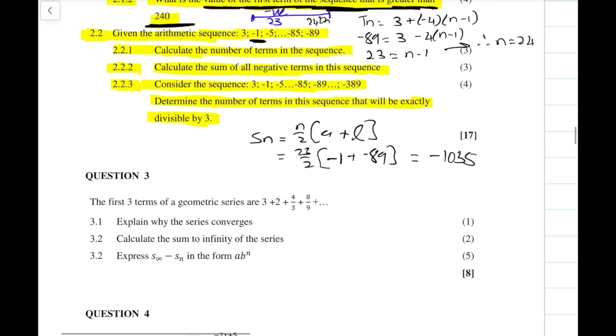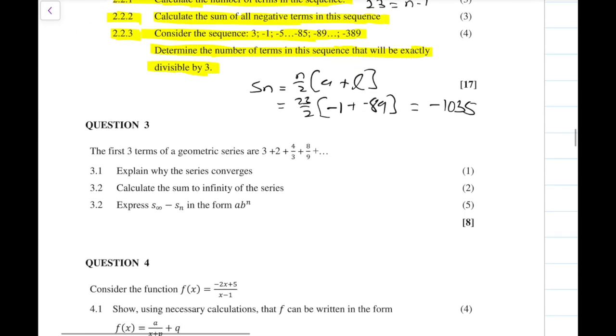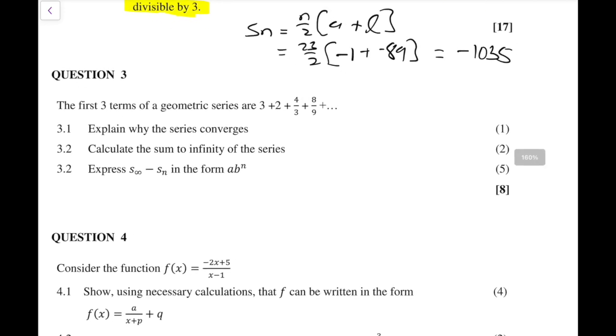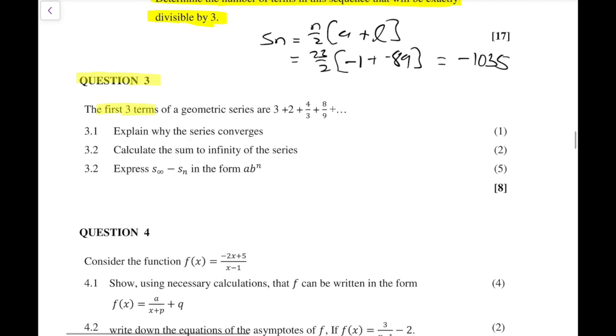Okay. Now, question 3. It says that the first 3 terms of a geometric series are 3, 2, 4 over 3, 8 over 9. So we need to figure out what our ratio is. Because it's a geometric series, we know the ratio is term 2 over term 1, which is 2 over 3, which means also that our A value, as you can see, is 3.